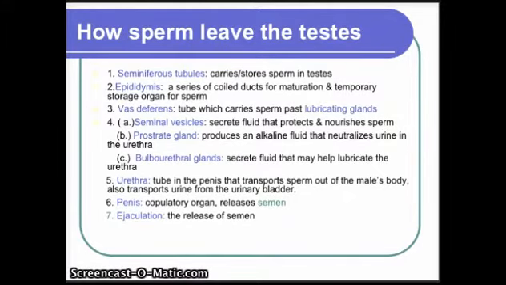Then there's the urethra itself, which is the tube inside of the penis that transports the sperm out of the male's body and also transports urine from the urinary bladder. The penis itself is the copulatory organ, which releases the semen, and ejaculation is the term used to describe the release of semen.